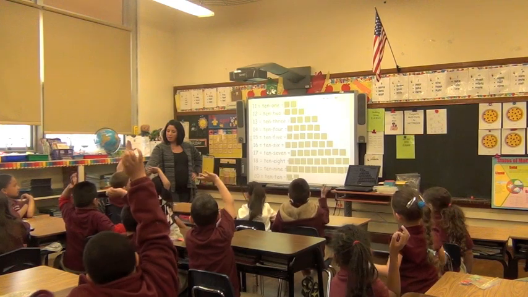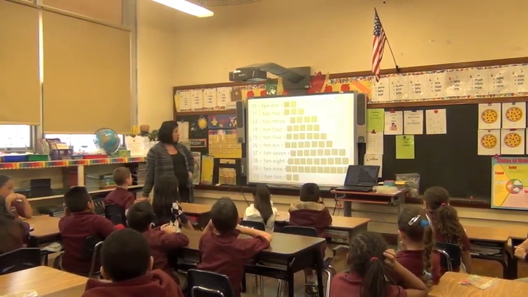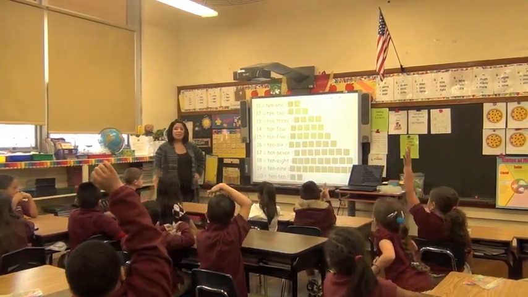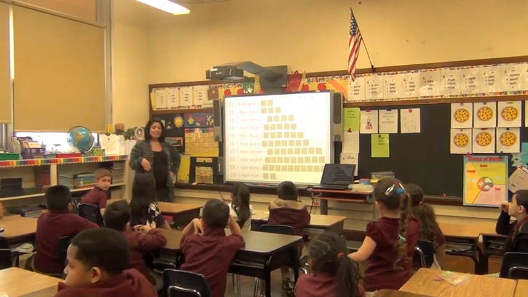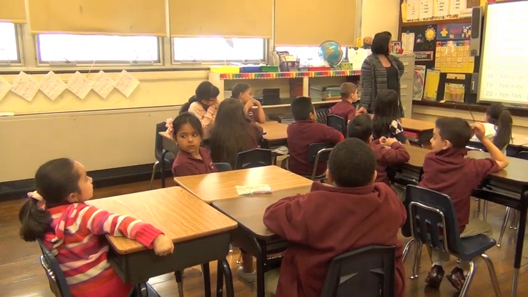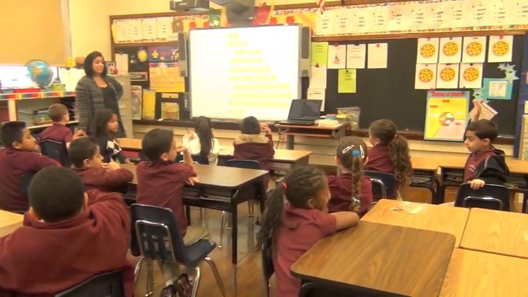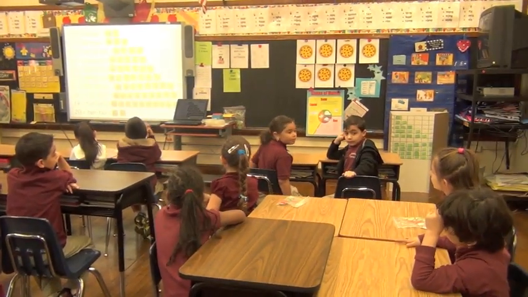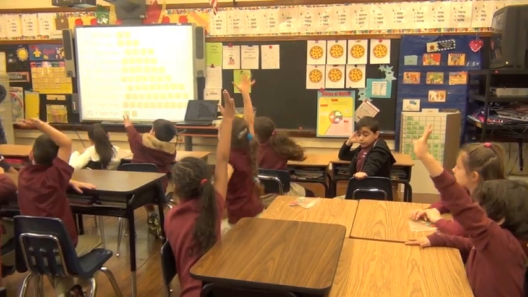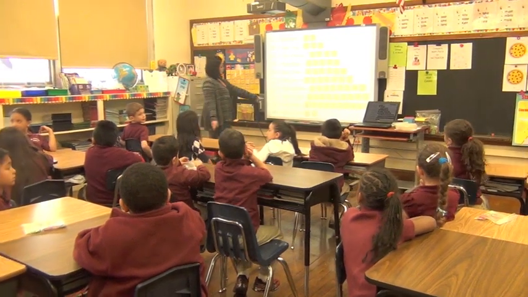Excellent. Keep going with the pattern. Ten, six, same as the word ten, six equals ten, six blocks. Excellent. Cassidy. Ten, seven, same as the word ten, seven equals ten, seven blocks. Beautiful. Olivia. Ten, eight, same as the word ten, eight equals ten, eight blocks. And after that, Annalise. Ten, nine.